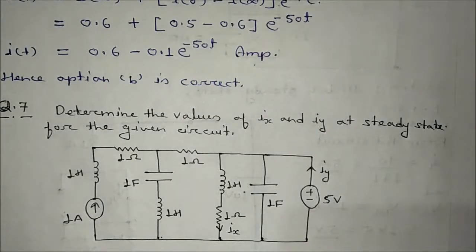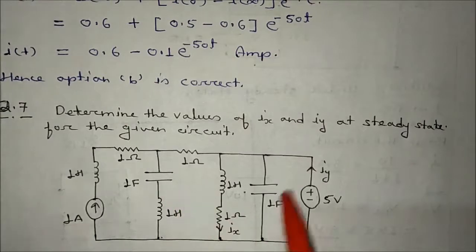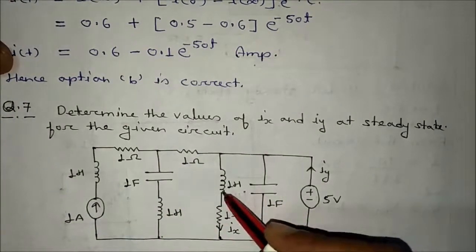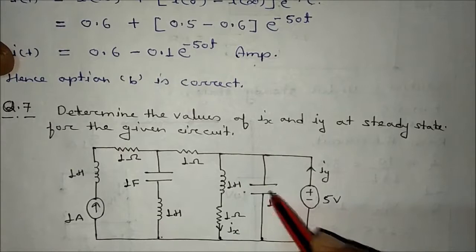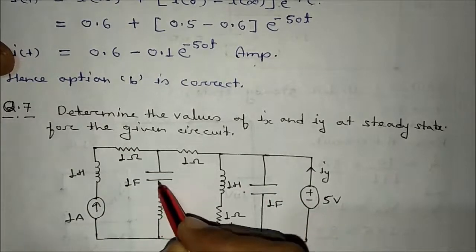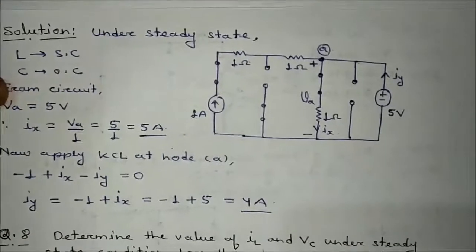So as we are not interested in finding Ix and Iy for t greater than 0, it is exactly asking at steady state condition. So the capacitor will behave as an open circuit and the inductor will behave as what? Short circuit. So just draw the circuit. This inductor will be shorted, this will be open, this will be shorted, this will be open, this will be shorted. You just make this circuit, it will look like this.